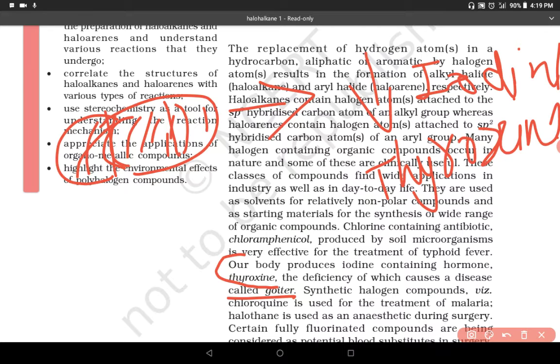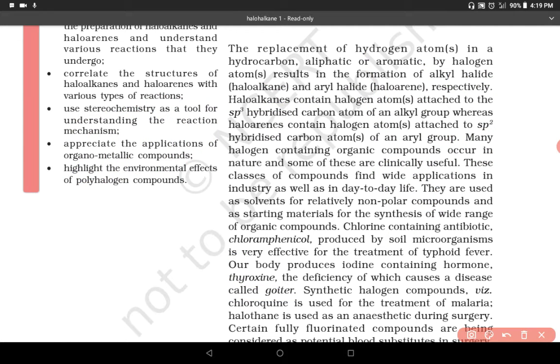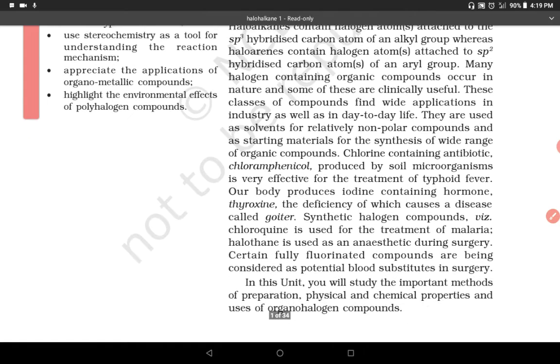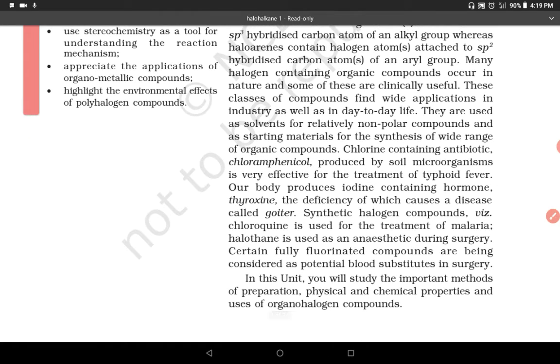For this there is a treatment that is made from haloalkanes. Here also we come across a useful application of haloalkanes. Thyroxine, the deficiency of which causes a disease called goiter. Synthetic halogen compounds, in this also halogen is helpful. Synthetic halogen compounds, that is chloroquine, used for the treatment of malaria. This is also one of the important ones. Chloroquine is used for the treatment of malaria.